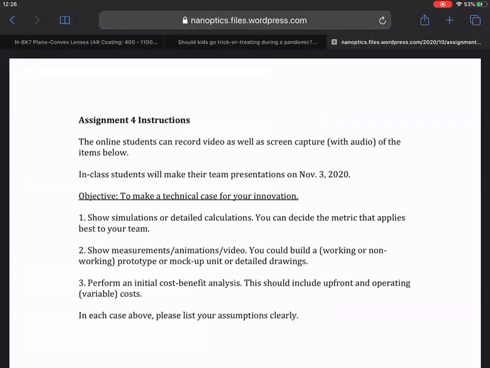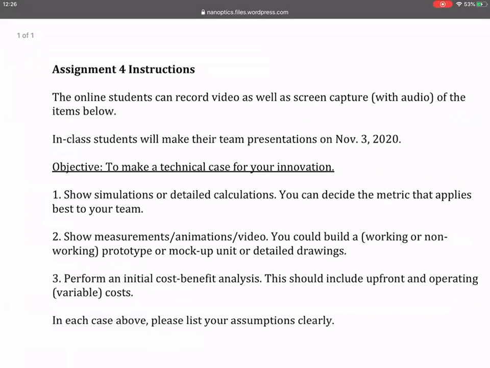So the main goal of this assignment is to go over, in a little more detail, your innovation. So essentially make a technical case for your innovation. I gave some steps here, but think of these as suggestions. Show simulations or detailed calculations. Then you can decide the metric that applies best to your team, whether it's efficiency, amount of water per unit area, amount of power per unit area, per unit time. So whatever you want. You have to pick that metric or several metrics.